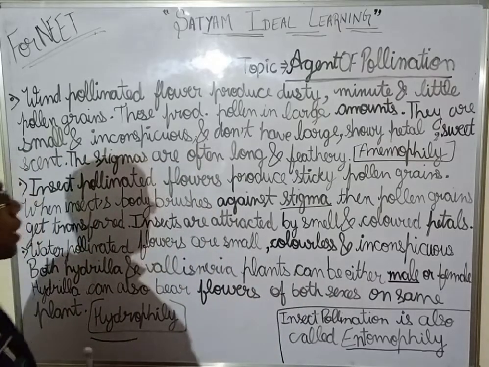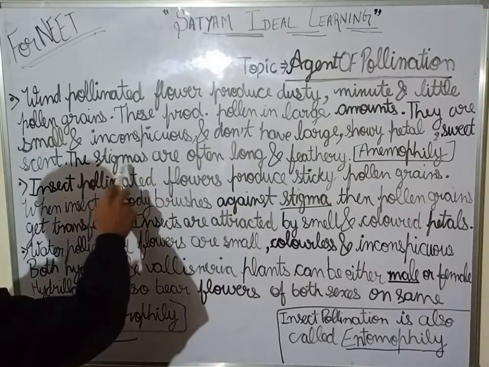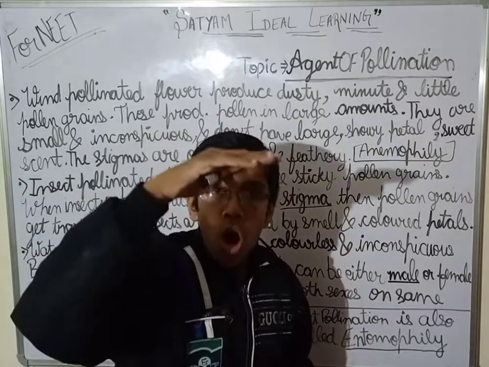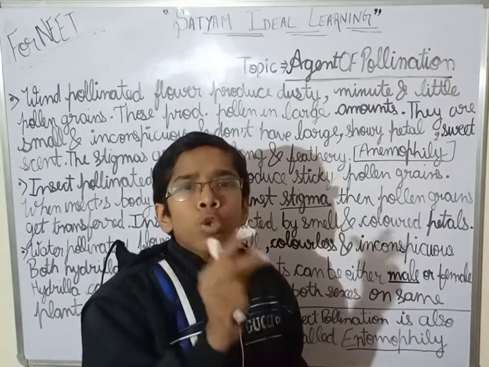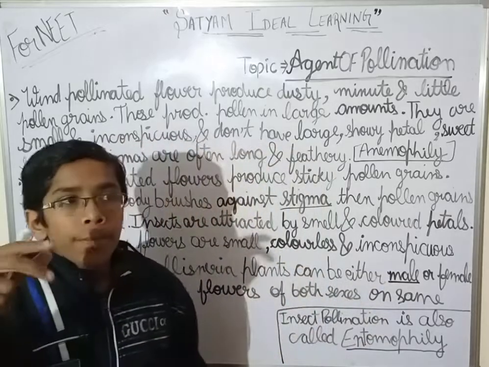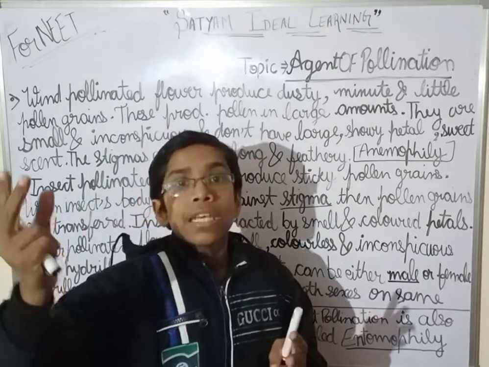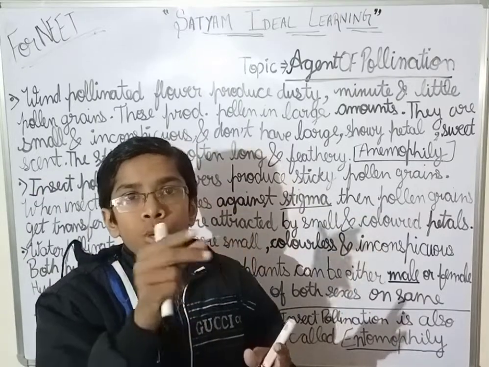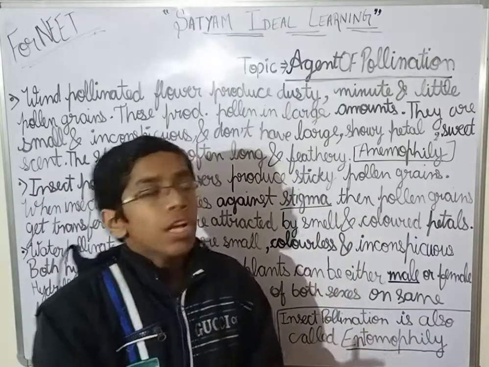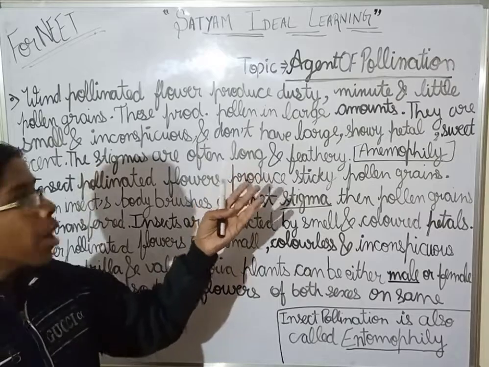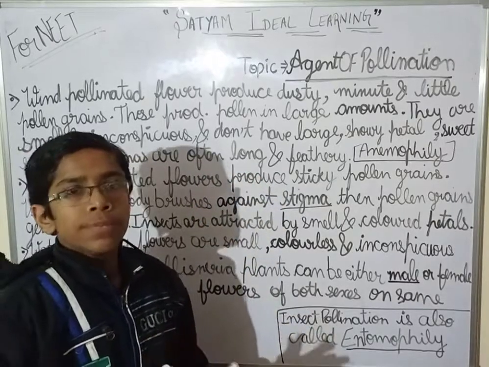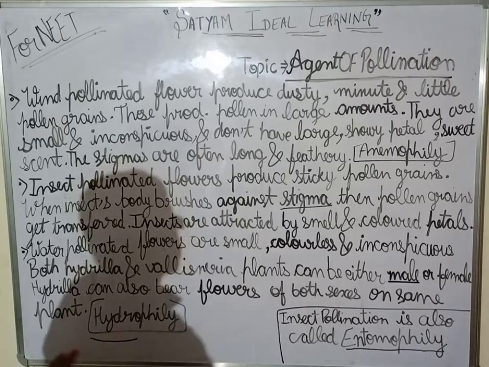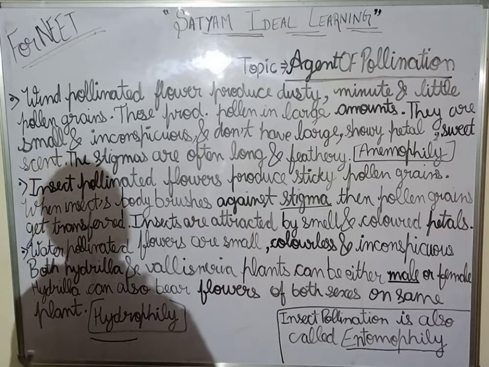The stigmas are often long and feathery so that the pollen grains which are floating in the air can attach to the stigma. So the stigma is very long and feathery, and the pollen is light. All the pollens are light. This you have to remember.